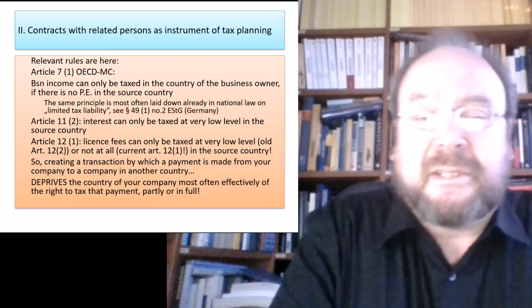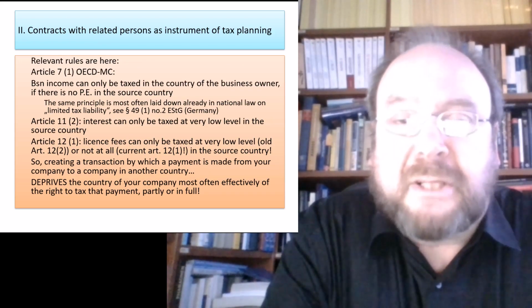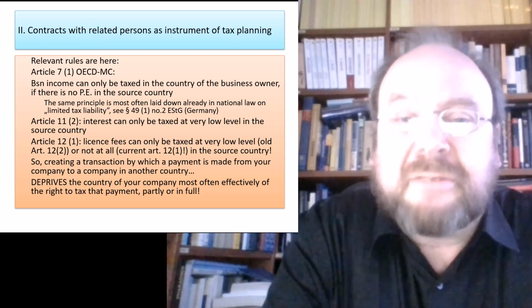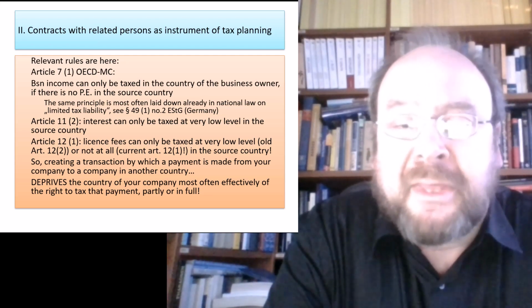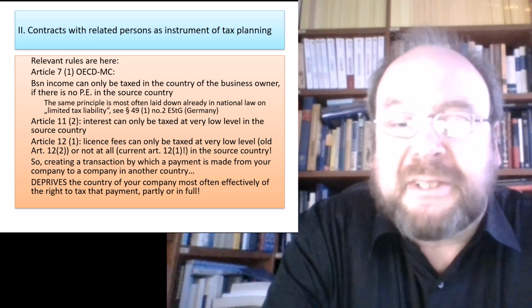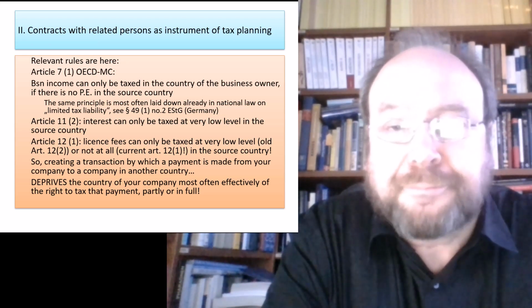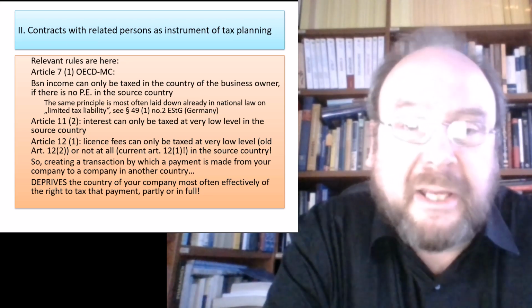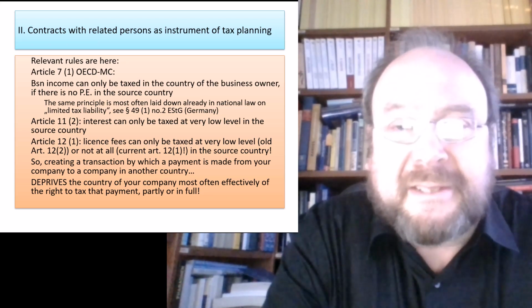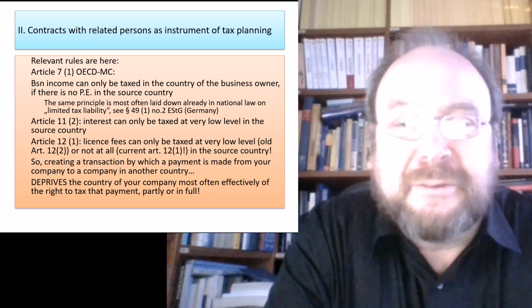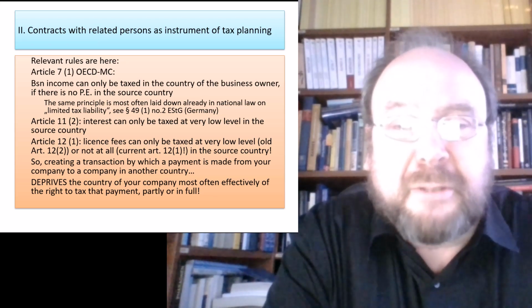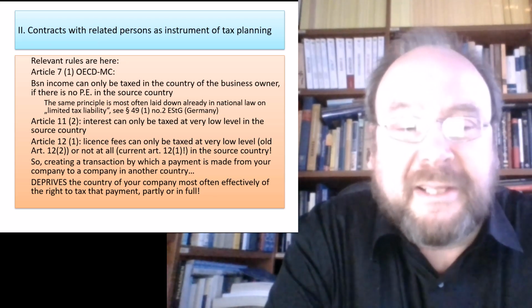Relevant rules might be Article 7.1 of the OECD Model Convention, which is very convenient because it says business income can only be taxed in the country of the business owner. So a foreign company only needs to pay taxes on business activities in their own country if they do not have set up a permanent establishment in our inland.